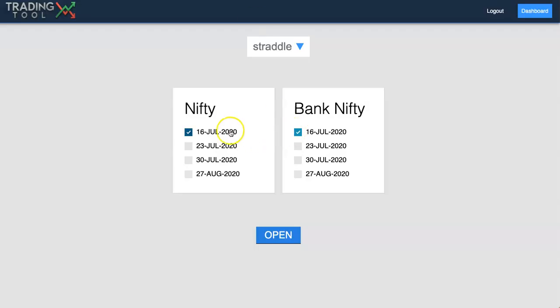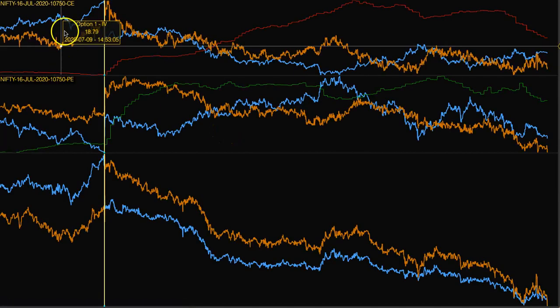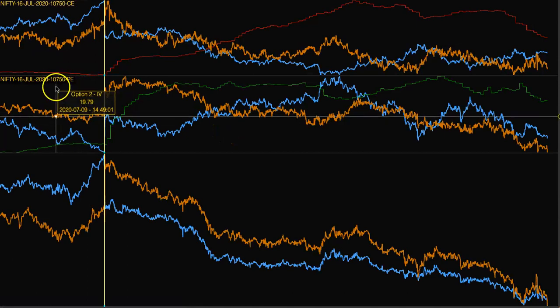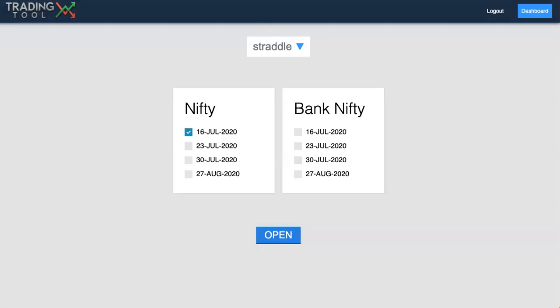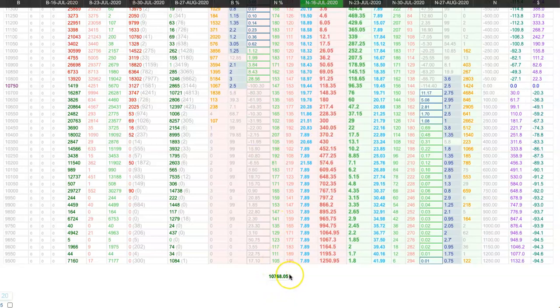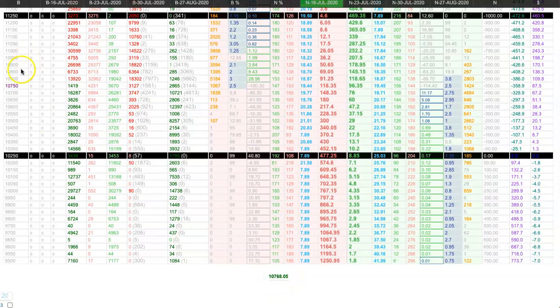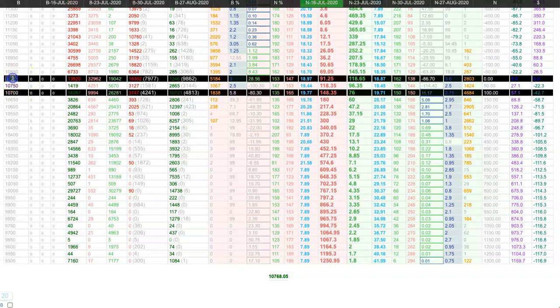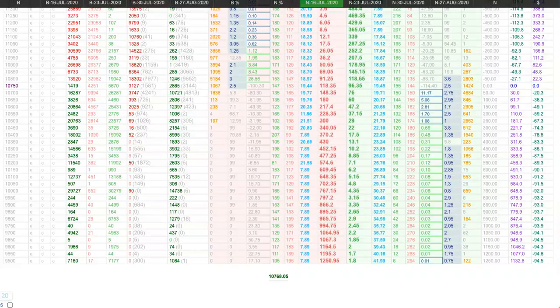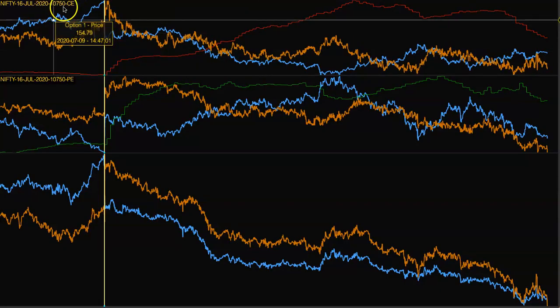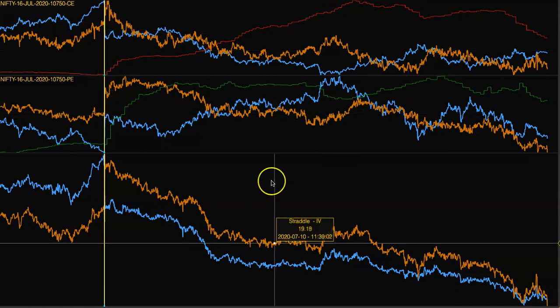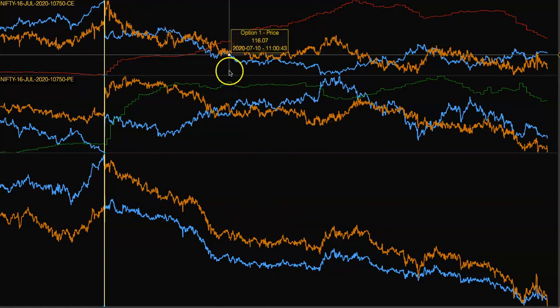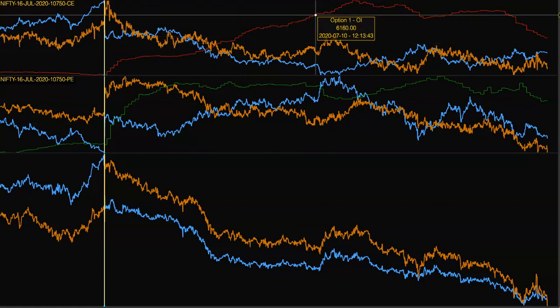If you open the Nifty straddle chart, it has opened both 10,750 CE and 10,750 PE. When Nifty moves to 10,820, the current spot price will be 10,800, so that will be the ATM strike price. This chart will automatically get updated to 10,800 CE and 10,800 PE. So you don't have to choose different strike prices in the advanced option chain. It will automatically get adjusted. That is the automatic straddle chart.